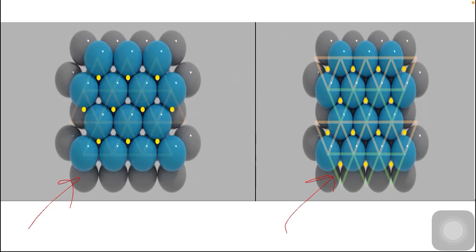See, in hexagonal closed packed structure, these yellow dots means the location for the third layer is this. If we compare it with cubic closed packed structure, then the location of atoms of third layer is at this position. So this makes the difference between hexagonal close packing and cubic close packing. Clear?